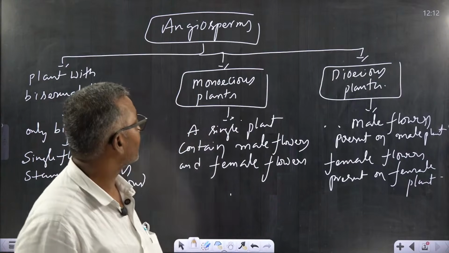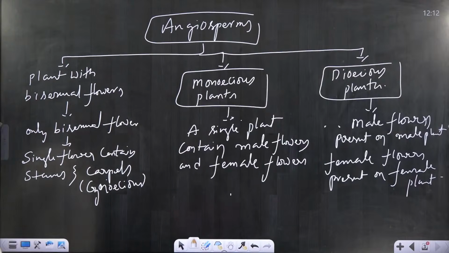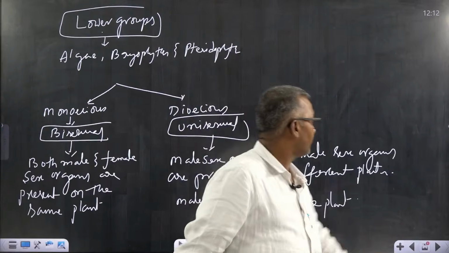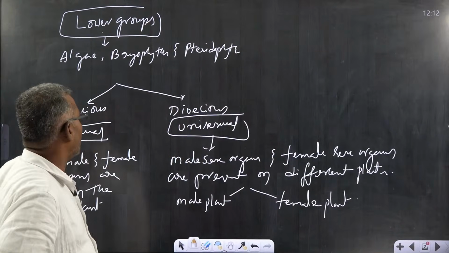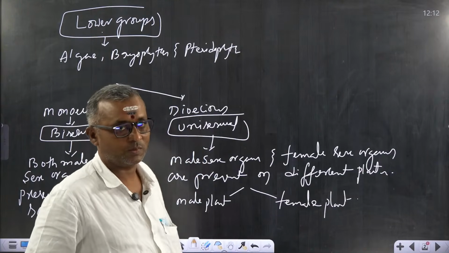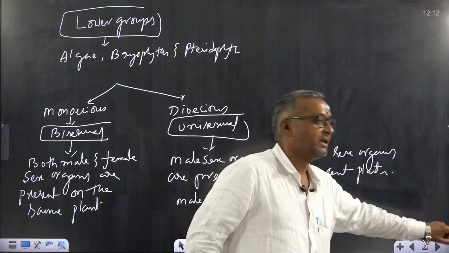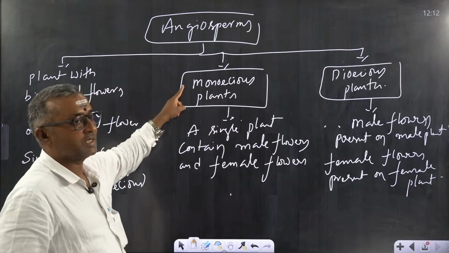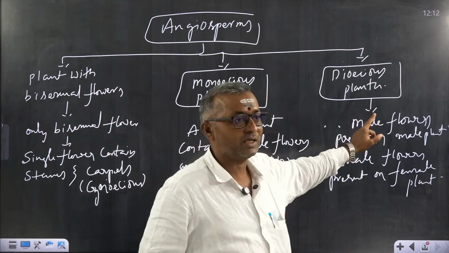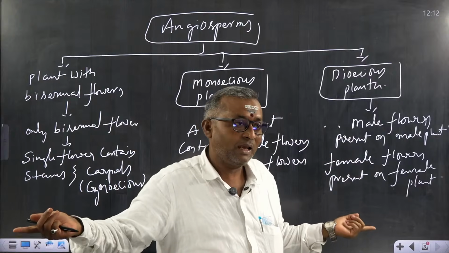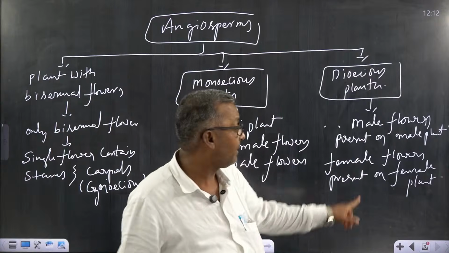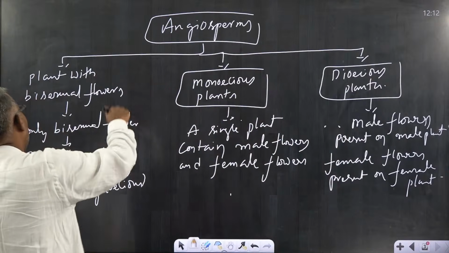Okay, now, have you got the clarity about angiosperms and lower groups? In lower groups, monoecious represents bisexual and dioecious represents unisexual. Whereas in higher plants like angiosperms, monoecious is a single plant with male flowers and female flowers. Dioecious is where different plants have the unisexual flowers, like one plant contains male flowers and the other plant contains female flowers. There is also a plant with bisexual flowers.